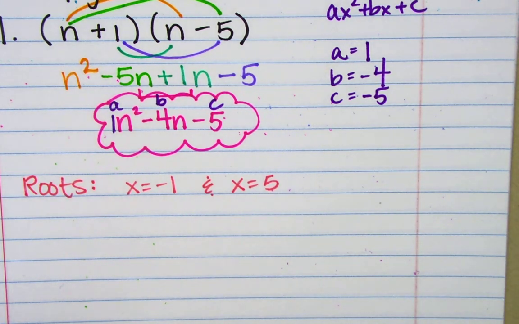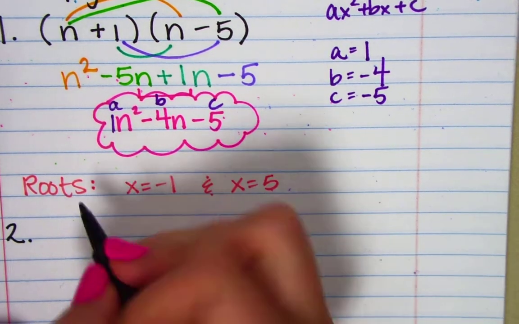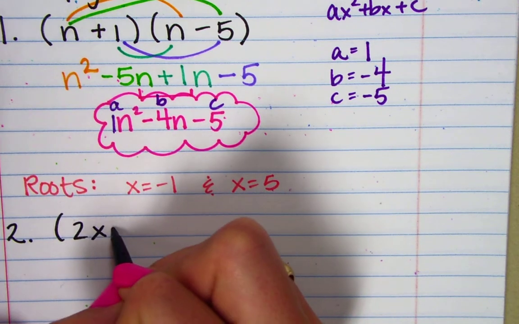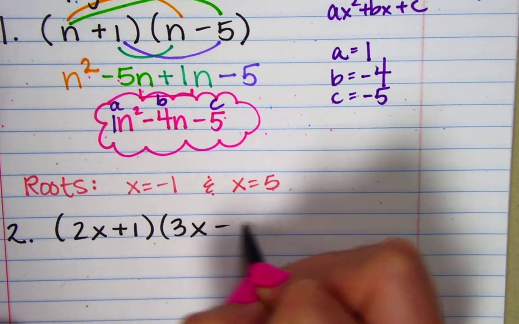Do we have any questions on this one? Nope. All right, let's move on to the next one. Like I said, there's only going to be 4 today. So let's do number 2. It is going to be 2x plus 1 times 3x minus 1.